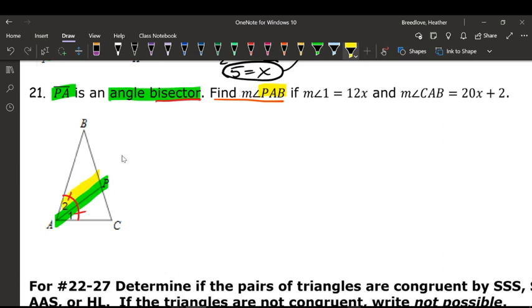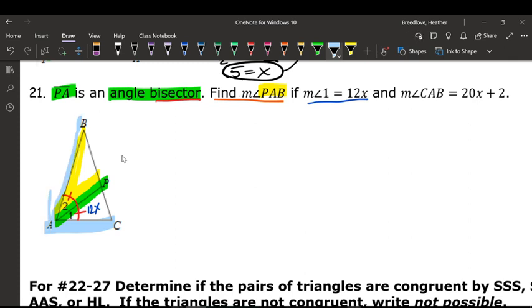From P to A to B says I'm solving for that angle. And then it says if the measure of angle 1 is 12x and the measure of CAB is 20x plus 2. Okay, so let's see. We have the measure of angle 1 is 12x. Angle 1, that's 12x. And then we have CAB. Well, where's CAB? Here's C to A to B.